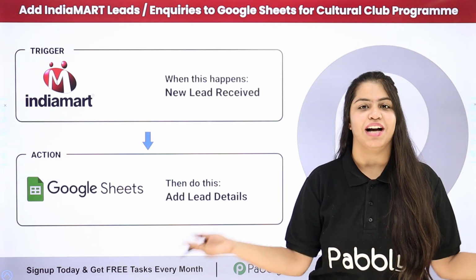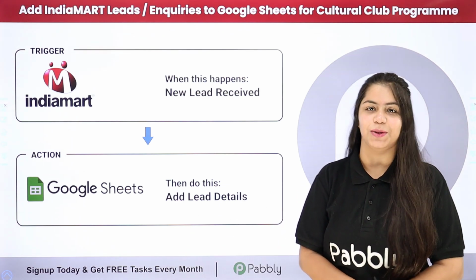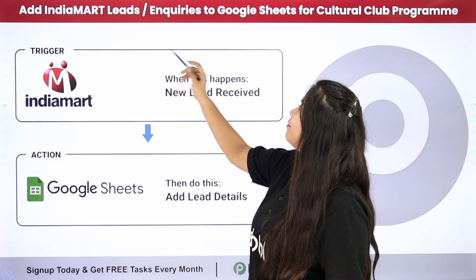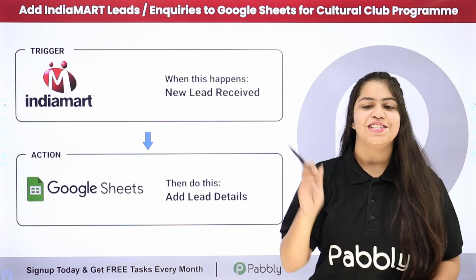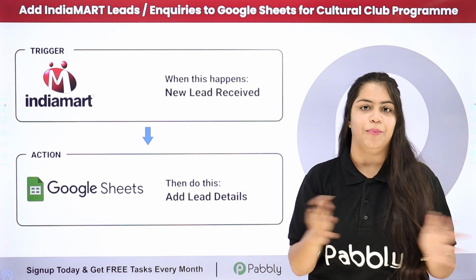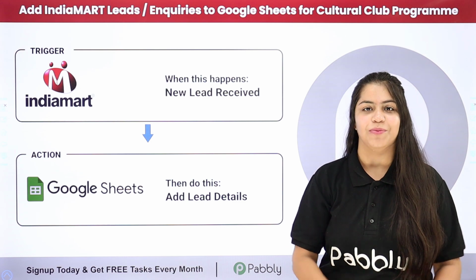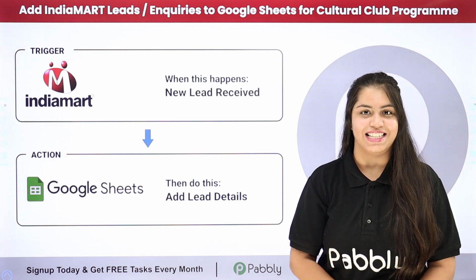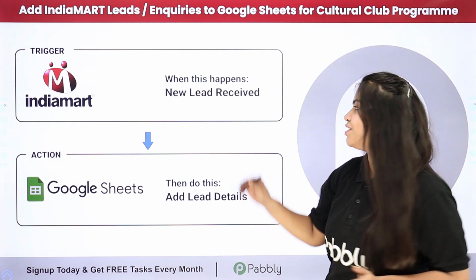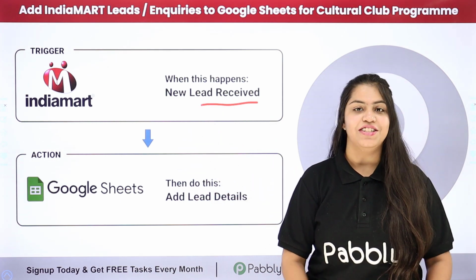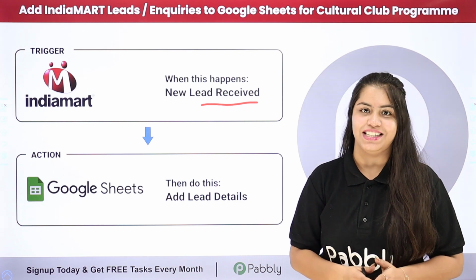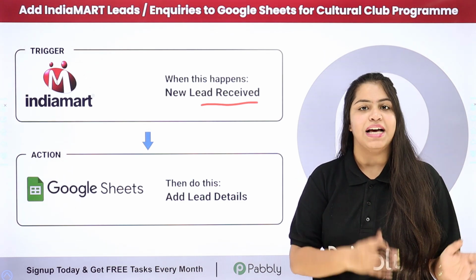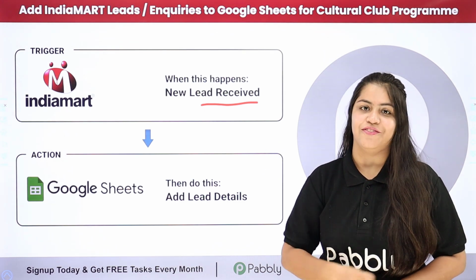So hello all, welcome back to Pabbly Connect, and in this video we are going to understand how to add IndiaMART leads and inquiries to Google Sheets for Cultural Club program. Over here I am running a Cultural Club program and we use IndiaMART to get more inquiries and leads for our business. Now what I want is that as soon as we receive a new lead from IndiaMART, automatically the details of the same lead should be added to my Google Sheets so that we can nurture them and my sales team can follow up quickly and efficiently.